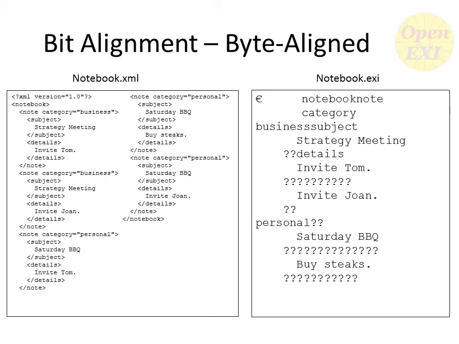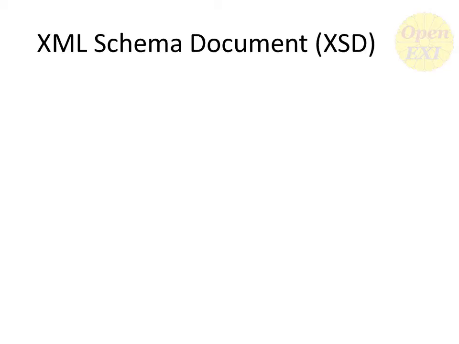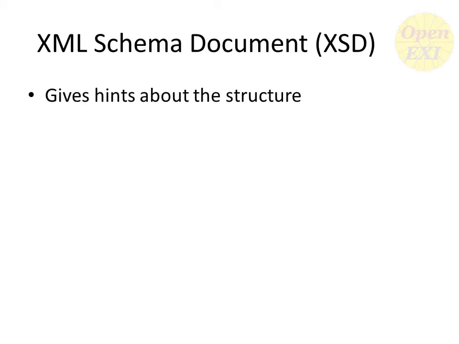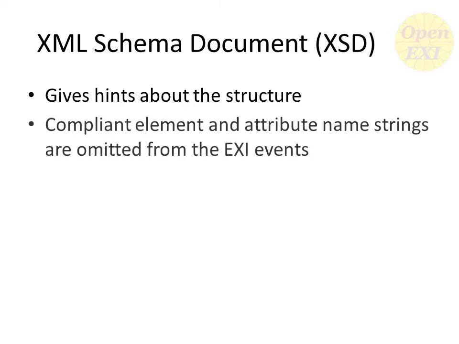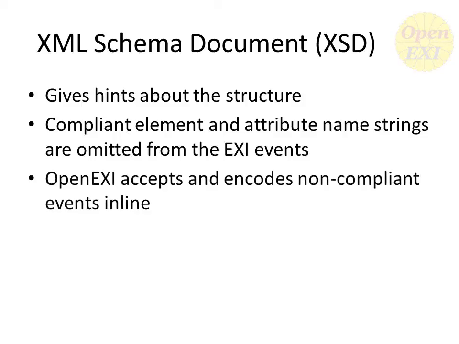If a file has an associated XML schema, or XSD, the schema can speed processing by giving the parser information up front about the types of events in the file. The names of element and attribute events can be omitted from the EXI file, and when you're using the default processing, any non-compliant events are accepted and encoded right in line. The only requirement is that the XML be well formed.